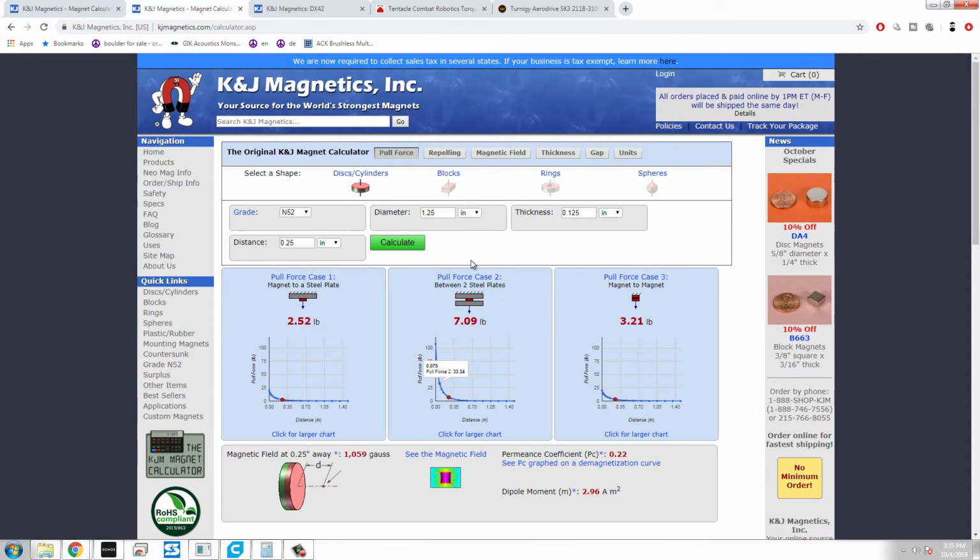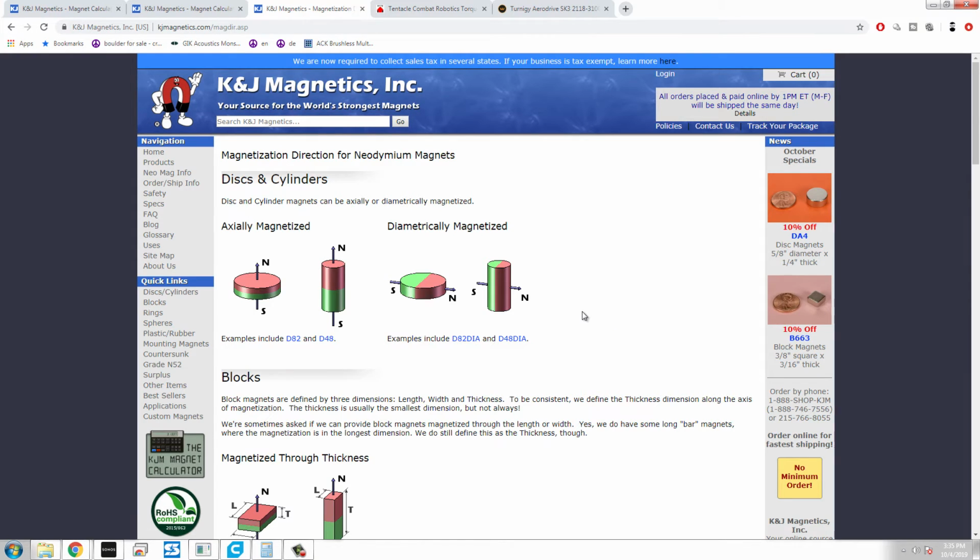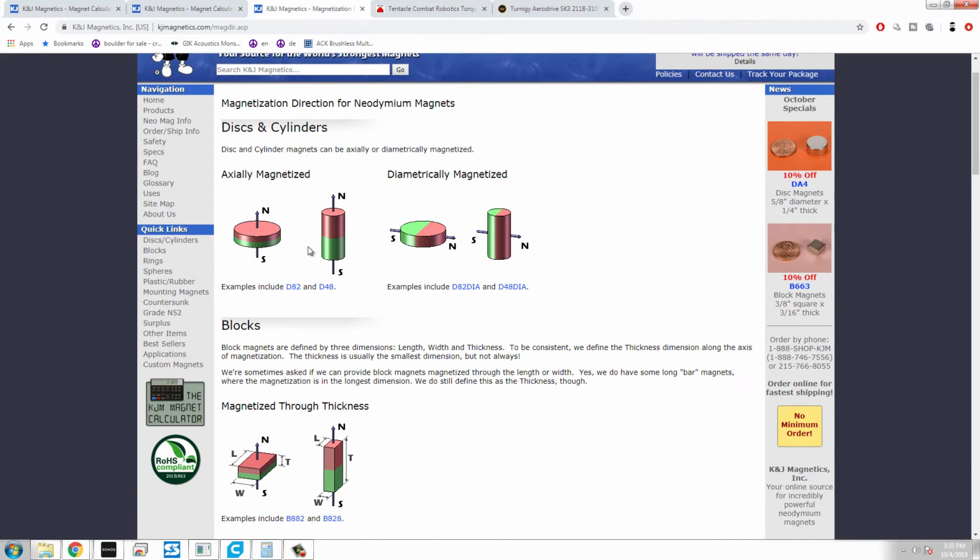The other thing that I want to mention here before we move on is the magnetization direction. Here's a really great example of it. Be very careful of looking at the direction of the magnetization, especially if you're using a square or rectangle magnet. You're going to want to make sure that the poles go in the direction of your floor. Generally speaking, an axially magnetized magnet is what you need, but just pay attention to that.